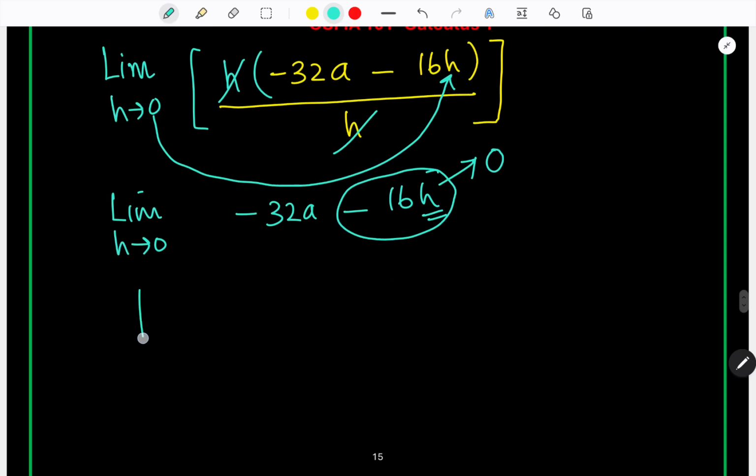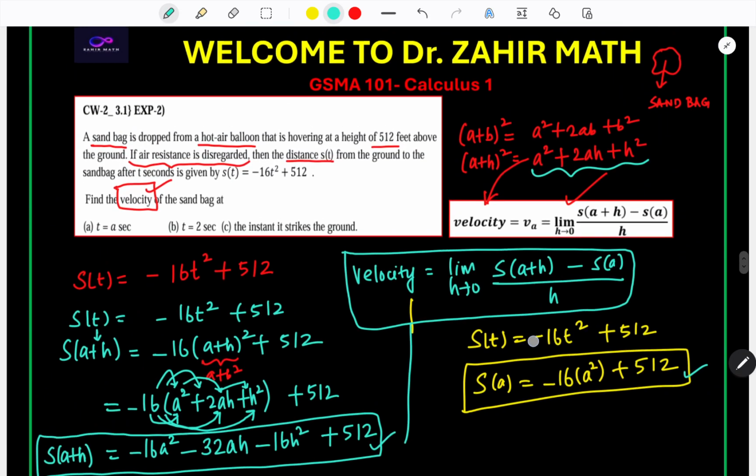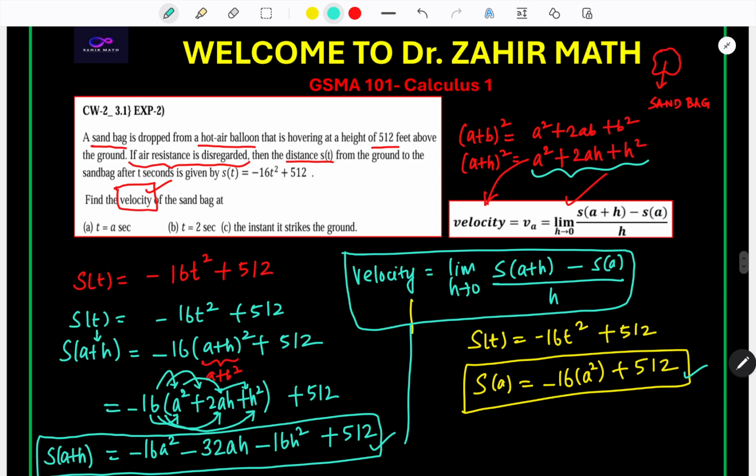So what happens to my final answer? My final answer is minus 32a. This is my velocity. Of course, you can say it is feet per second. No problem. Acceleration means second square you can write, so the unit is not a problem. So we calculated the velocity of the sandbag at t is equal to a.